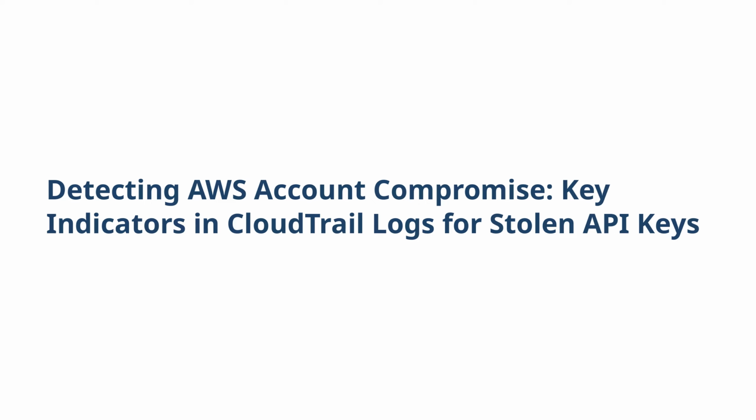Detecting an AWS account compromise is paramount for maintaining the security and integrity of your cloud environment. One significant method to achieve this is by identifying key indicators in CloudTrail logs, especially when it comes to stolen API keys. CloudTrail logs provide detailed records of account activity related to actions across your AWS infrastructure. By analyzing these logs, you can uncover patterns or anomalies that may suggest unauthorized access or misuse. This information is invaluable for promptly addressing security breaches and reinforcing your system's defenses.